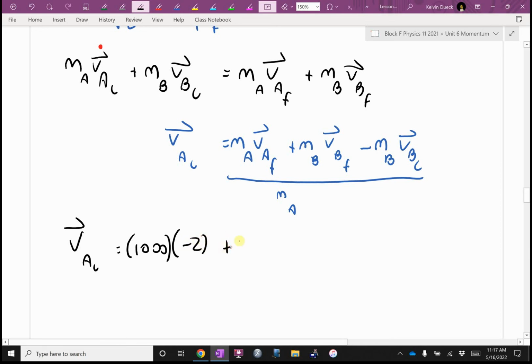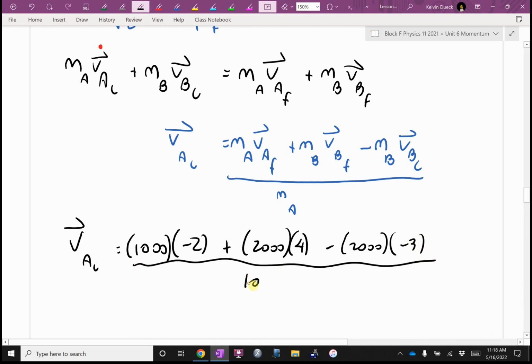And then what was mass B? Sorry? 2,000? Velocity B final? Positive. And then minus 2,000. What was velocity B initial? All divided by 1,000.